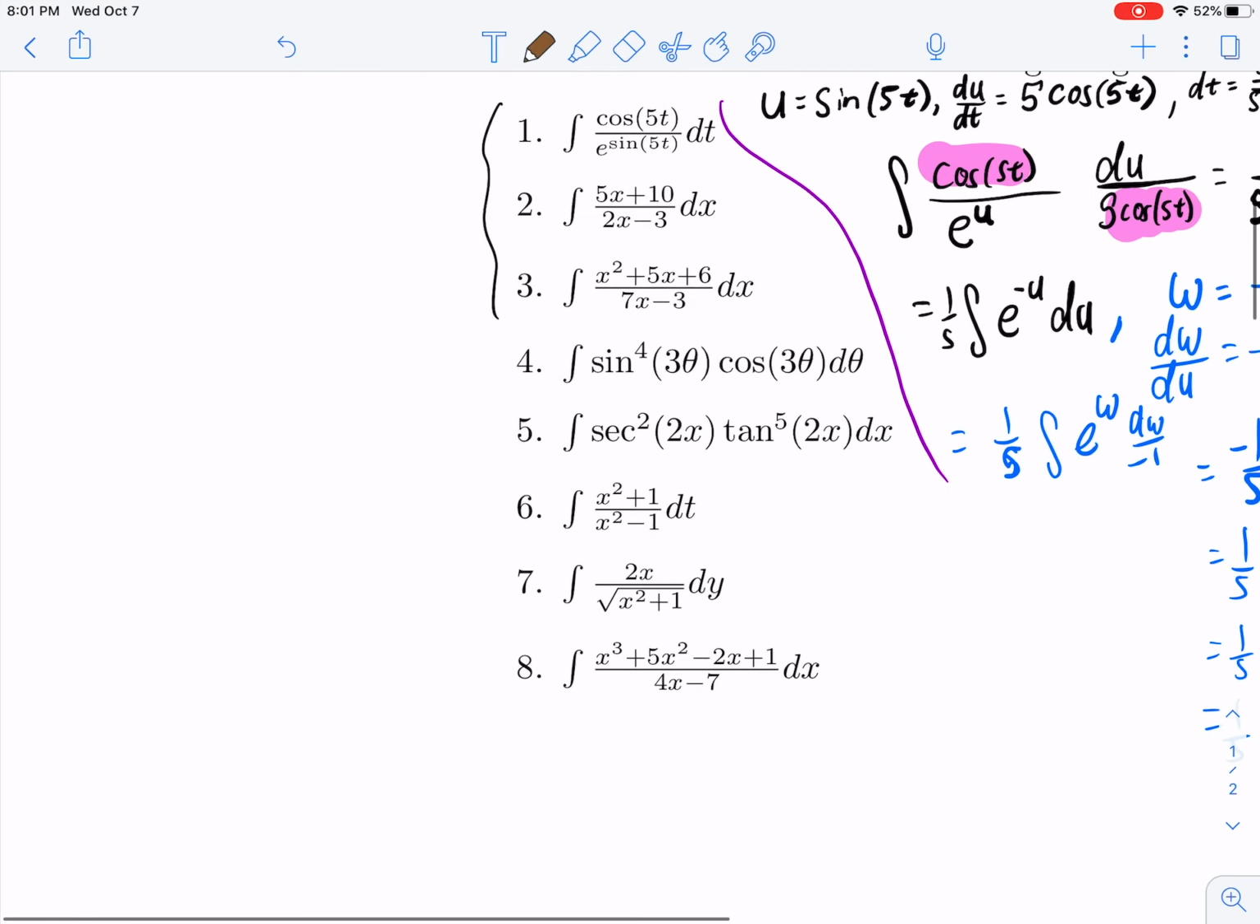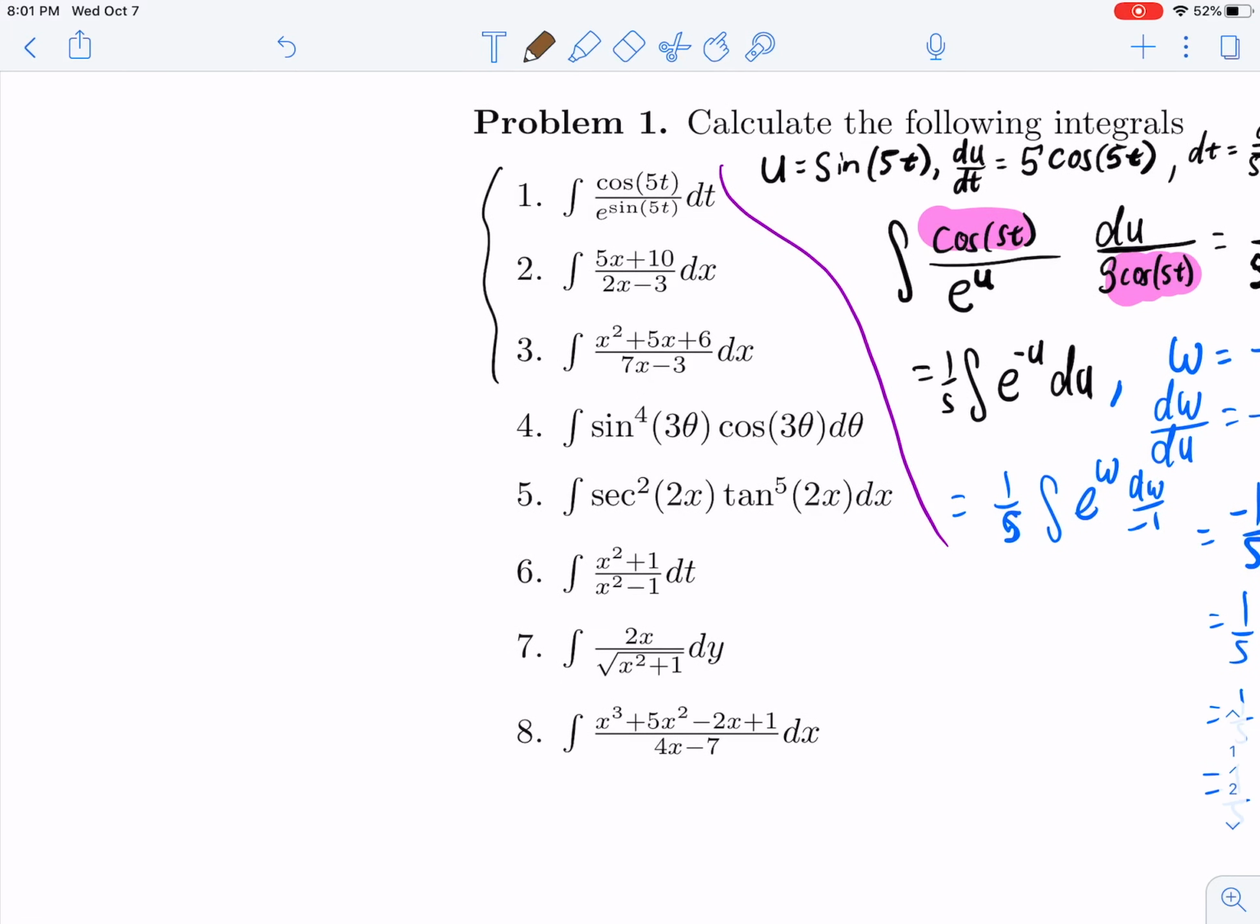Number 2, maybe I could do number 2 over here. When we have fractions, we like to let our denominator be u. So u is going to be 2x minus 3, so du/dx is equal to 2, which gives us that dx is du over 2.